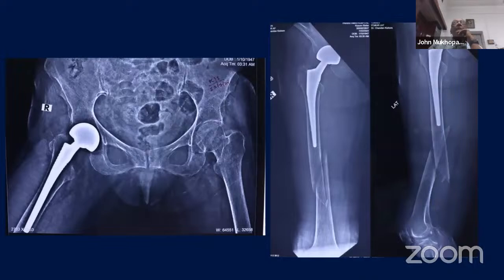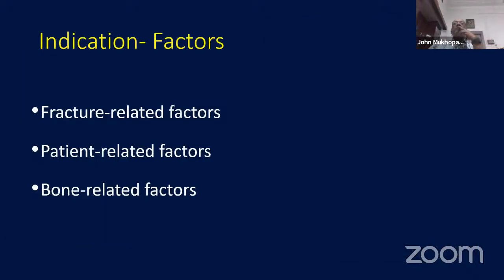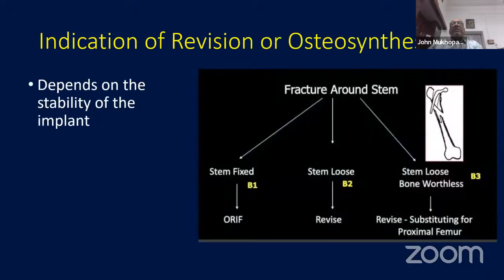So here's an example of a type C, where you can see that the fracture is away from the implant. So although the implant is in the proximal part, it's a reasonably well fixed implant, but the fracture is distal. So you just need to fix the fracture and not worry about the prosthesis at this stage. Now, your treatment would also depend on certain factors, including fracture related, patient related, and bone related factors.